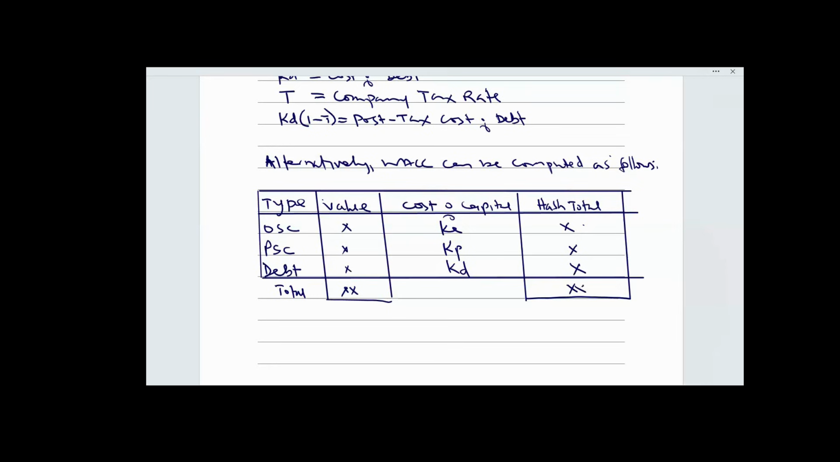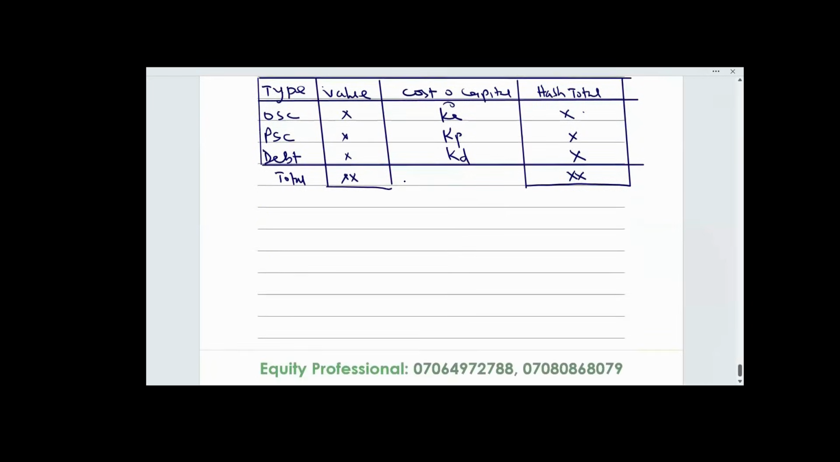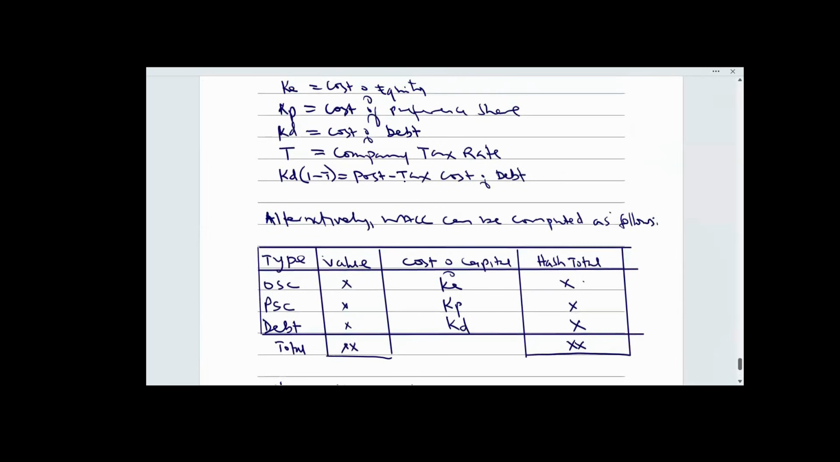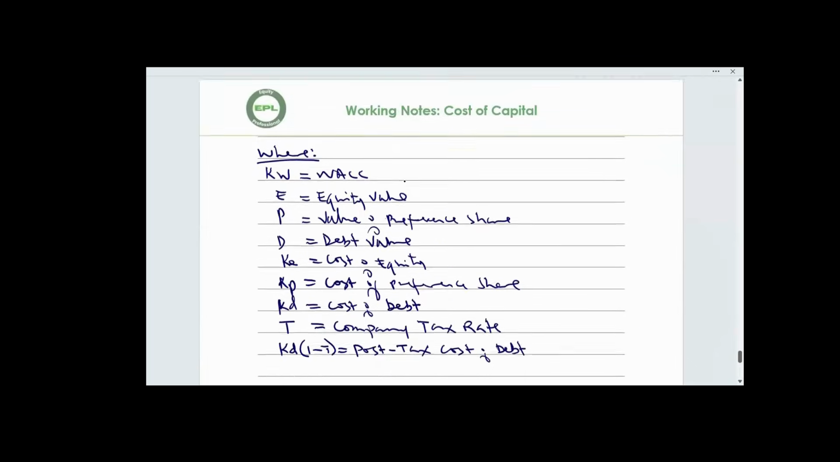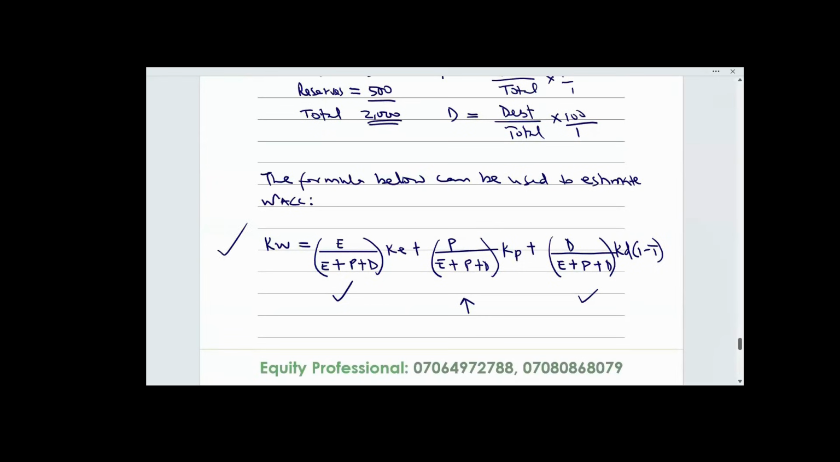Then, of course, you add everything together. Then you calculate your WACC. WACC is computed as hash total over total value multiplied by 100 over 1. So that's that. Whether you use the tabular method or you use the formula to estimate your WACC, you are expected to get the same answer. You must get the same answer.